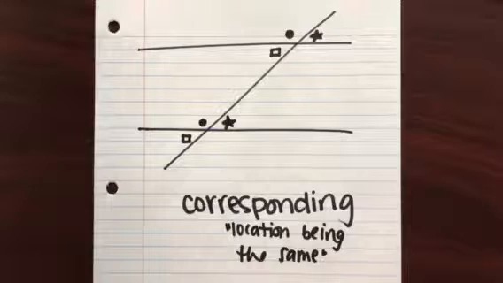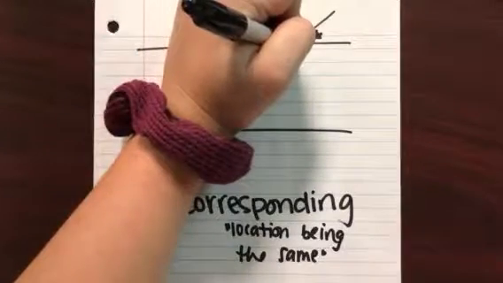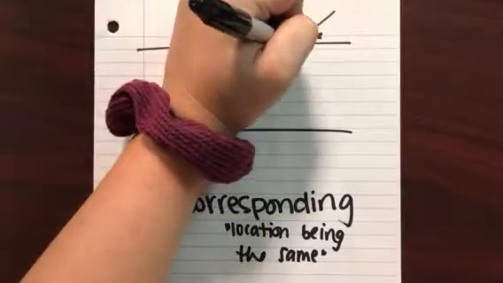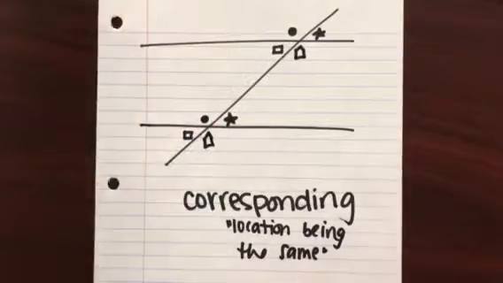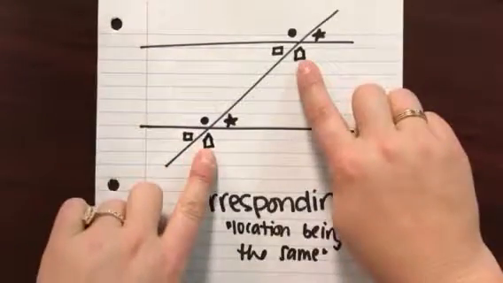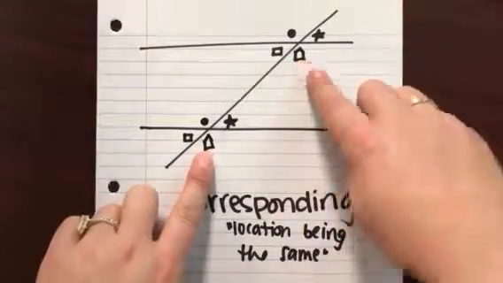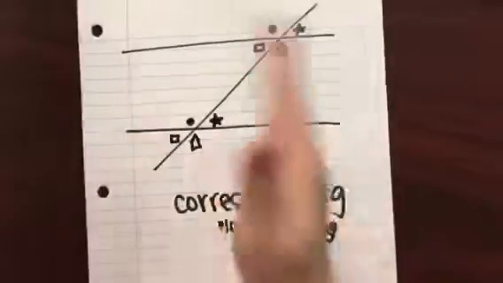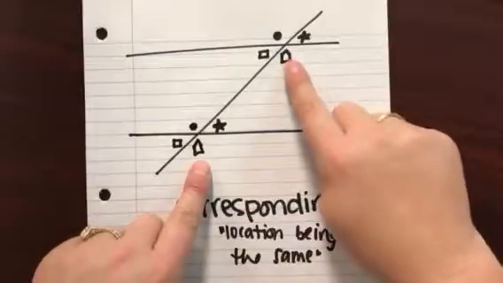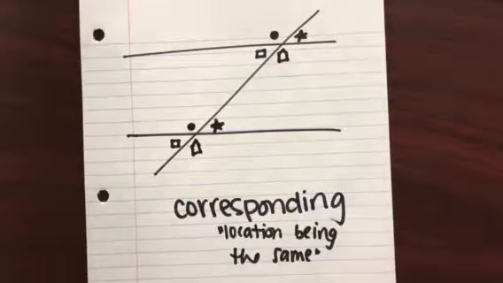The last place for a corresponding angle is going to be here and here. These two angles, again, are in the same location. If we look at our horizontal line with the intersecting line going through it, horizontal line, intersecting line going through it, these are in the same location and they will have the same measure.